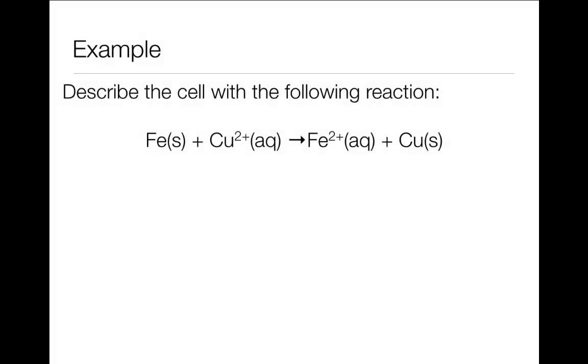So here's an example of a cell. We have iron solid plus copper ion going to iron ion plus copper metal. We'll work this one out in class. We're just going to sketch a picture and show where our anode and cathode are, oxidation and reduction, plus and minus poles, direction of electron flow, and direction of ion flow from the salt bridge.